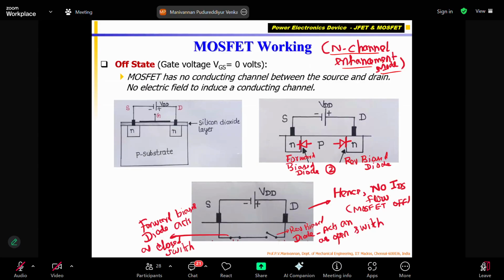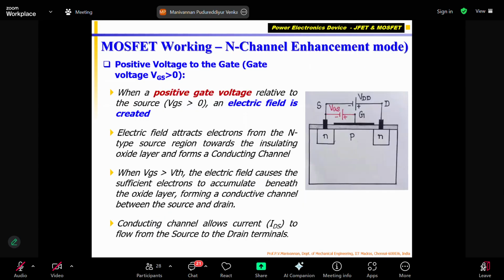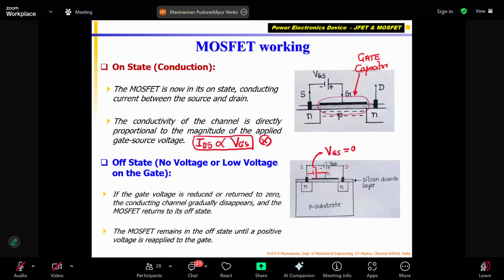So the MOSFET can work in 3 modes. One is called off state. The other one is called positive conducting state. Then the third one is on state. Same thing, whatever we talk.